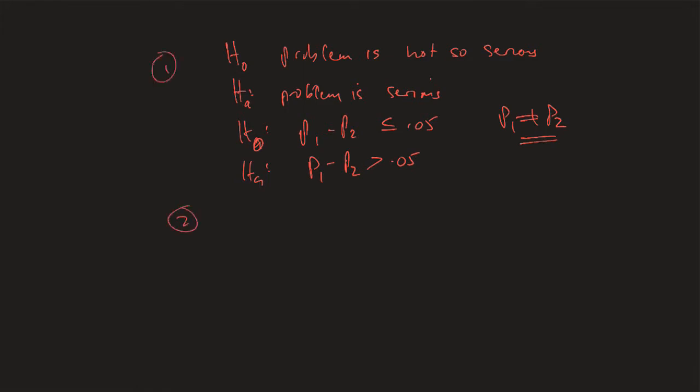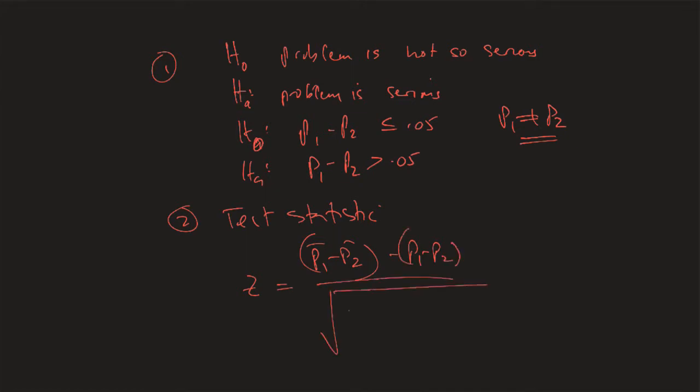Our test statistic would be Z equals P bar 1 minus P bar 2, minus P1 minus P2, over, and we'll just use the individual values, P bar 1 times 1 minus P bar 1 over N1, plus P bar 2 times 1 minus P bar 2 over N2. Okay? That would be our test statistic.